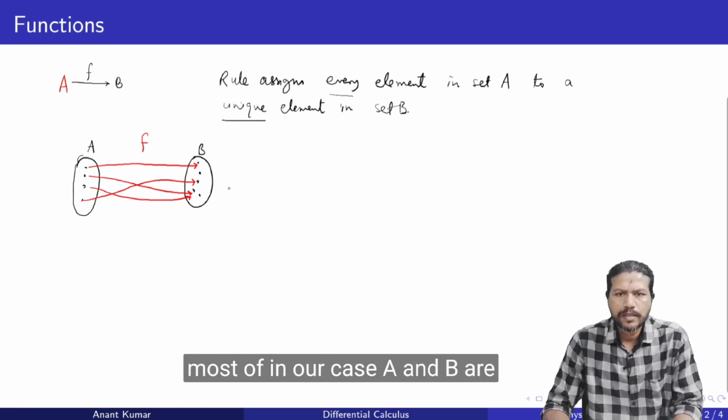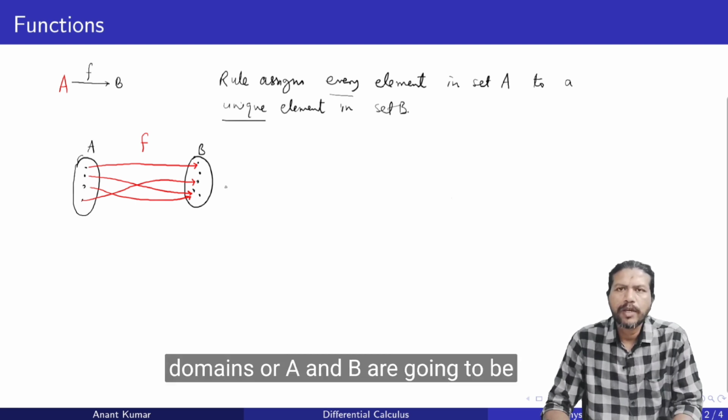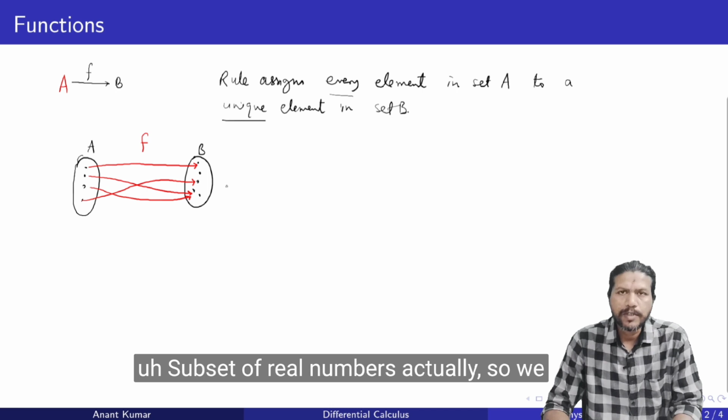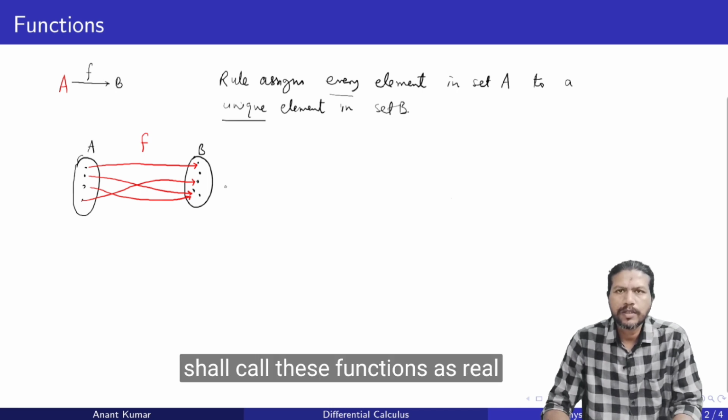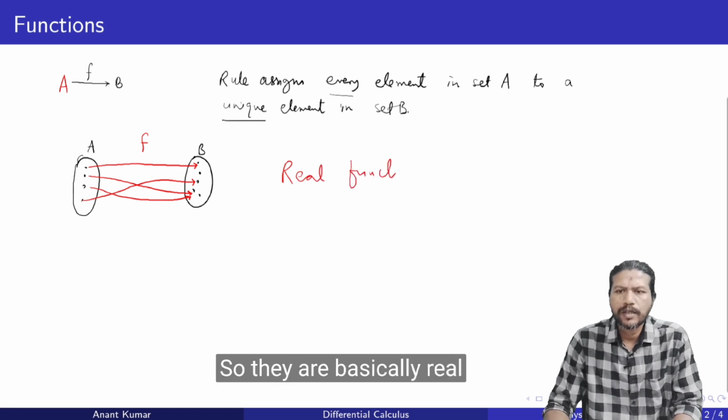Most often in our case, A and B are going to be domains, or subsets of real numbers actually. So we shall call these functions real functions. They are basically real valued functions.